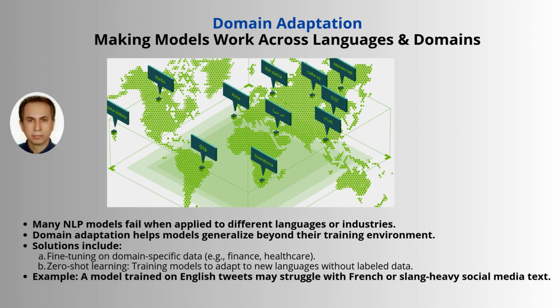A key challenge is domain adaptation. Many sentiment analysis models work well in English but struggle with other languages. Similarly, models trained on one industry, like finance, may perform poorly in another one, like healthcare. A solution is transfer learning, fine tuning pre-trained models on specific domains or languages to improve accuracy.